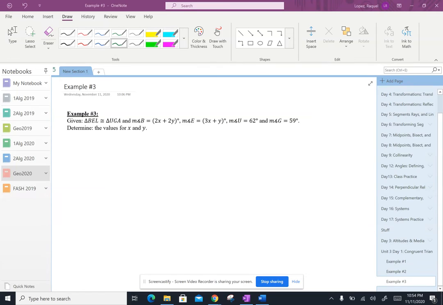Welcome back, geometry. We've reached the end of our saga of working with congruent triangles and CPCTC for this mini lesson. Okay, so it looks like we've got another diagramless example that we're working with here. So let's go ahead and draw a diagram.